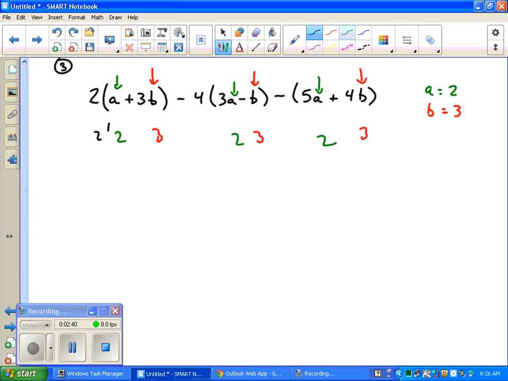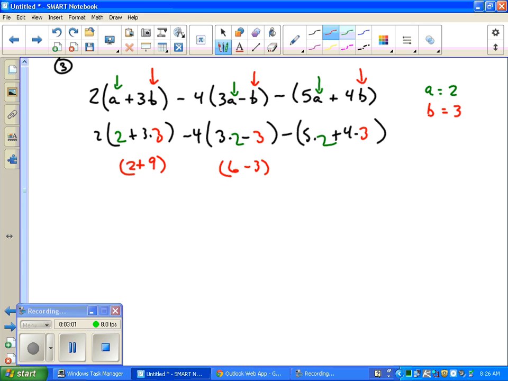So 2 times A plus 3 times the 3 for B, minus 4 times 3 times 2 minus B, minus 5 times 2 plus 4 times 3. Simplify everything. 3 times 3 inside the parentheses, 9 plus 2. 3 times 2 is 6 minus 3. And 5 times 2 is 10 plus 4 times 3 is 12.